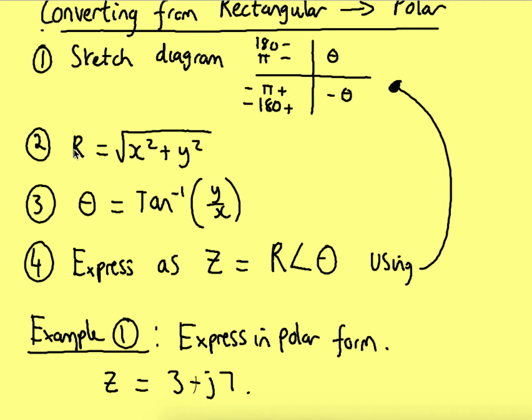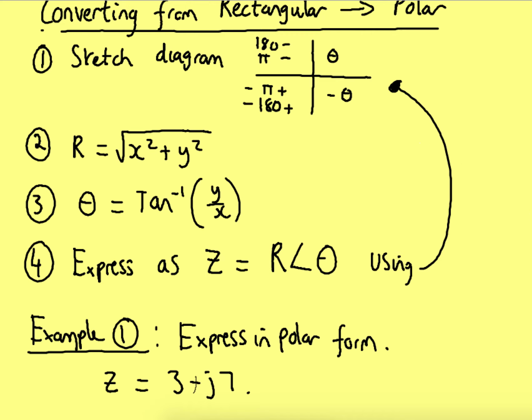Then our first formula, the magnitude or the length of our complex number, is just the square root of x squared plus y squared. Then part 3, your angle is the inverse tan of y of your complex number divided by x of your complex number, remembering that if either of these are negative, you don't put that into your calculator, you just type it in as a positive. And then you express as z equals r at an angle of theta. And for that angle, we need to make sure that we look back and we use this part here.